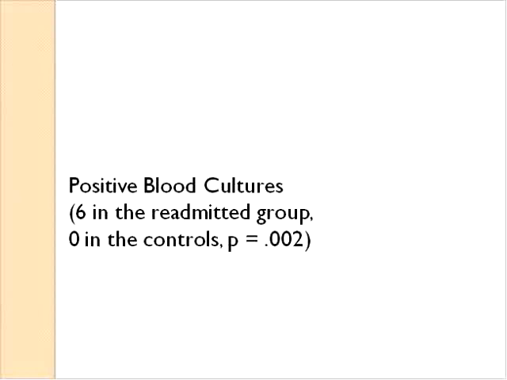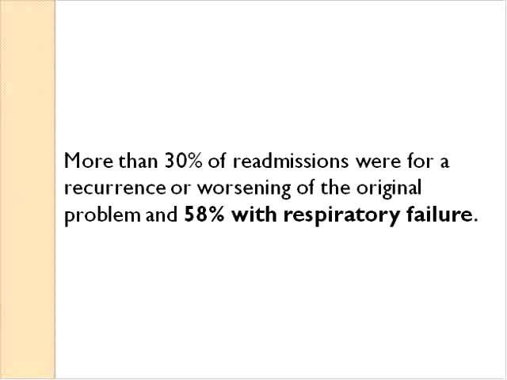There were only 6 patients who had positive blood cultures in either of the groups, and they were all in the readmitted group. A very significant correlation, but since there were none in the other group and there were only 6 in the readmitted group, it wasn't very helpful either. So we were left with the same problem that we really couldn't predict from any of the variables that we could find in the chart who was more likely to come back than somebody else.